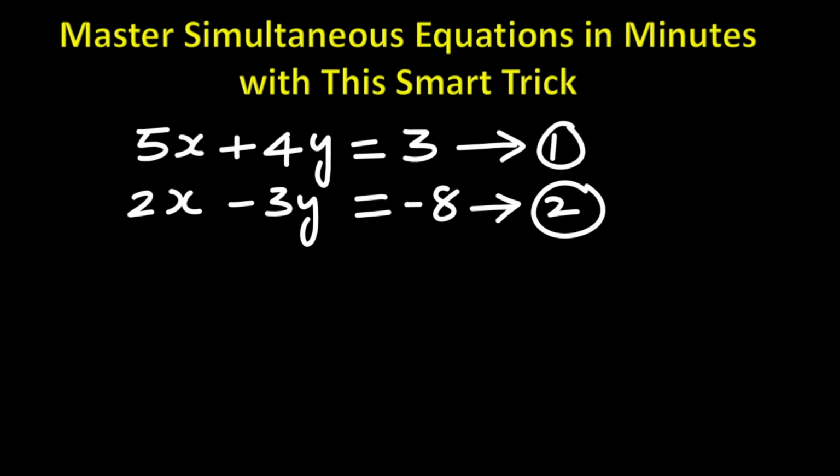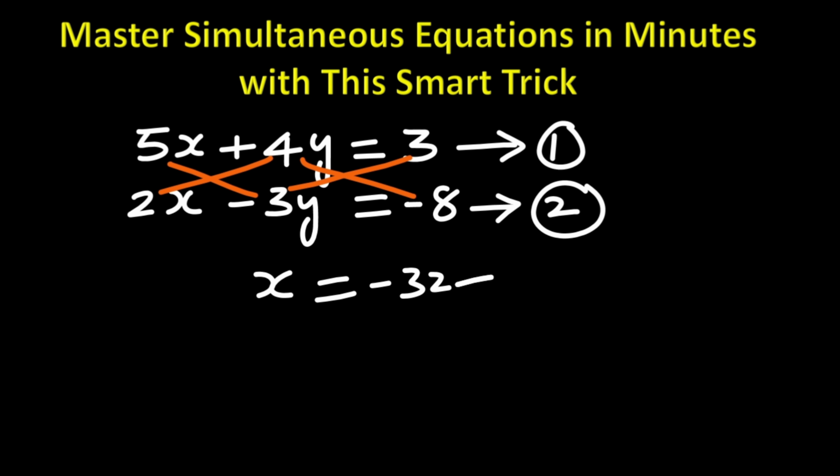5x plus 4y equals 3 and 2x minus 3y equals negative 8. To find the value of x, we do the cross multiplication: 4 times negative 8 minus 3 times negative 3, and 4 times 2 minus 5 times negative 3. So you get the value of x as negative 32 plus 9 divided by 8 plus 15.